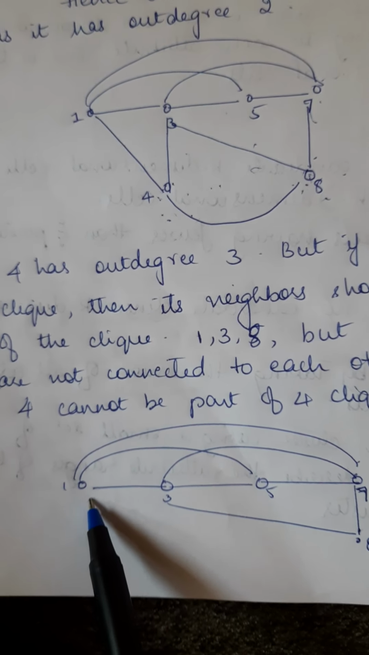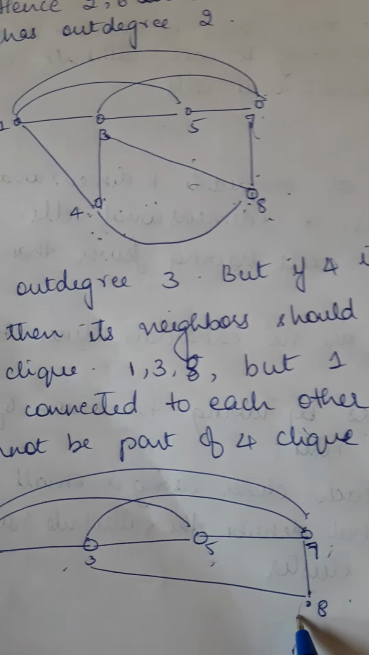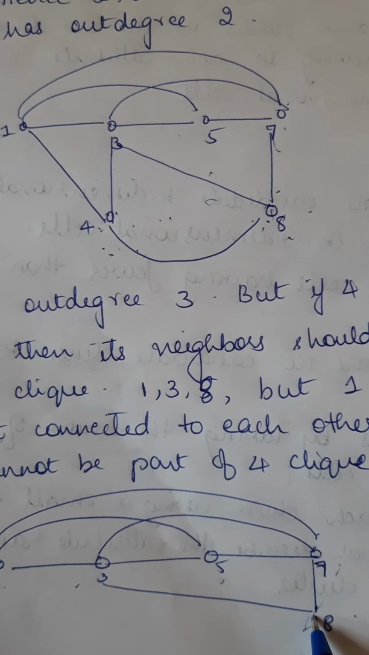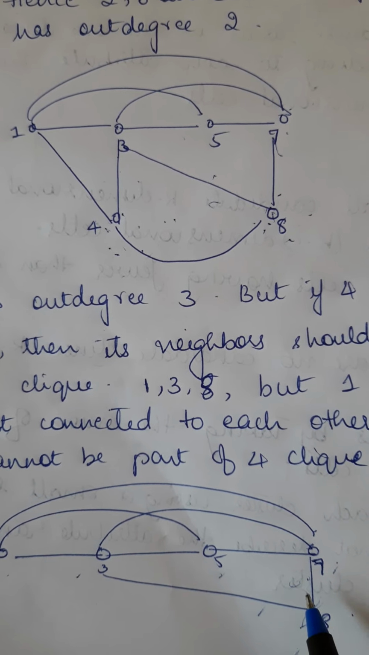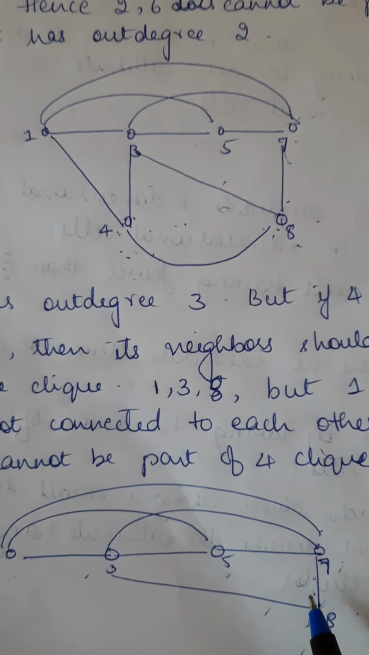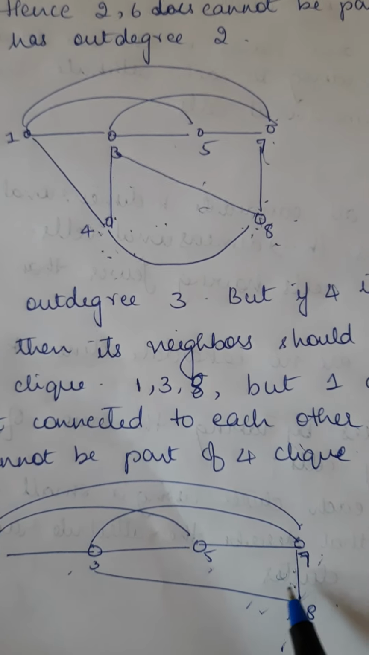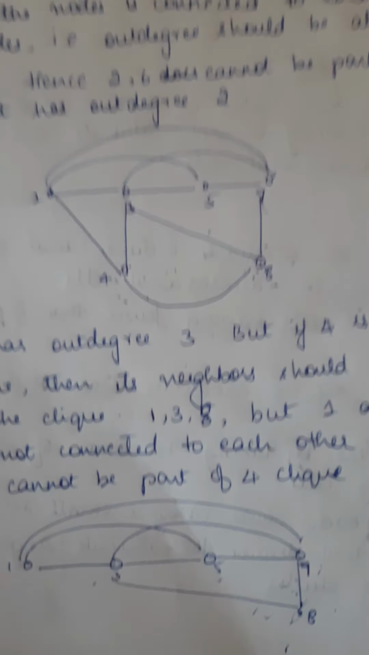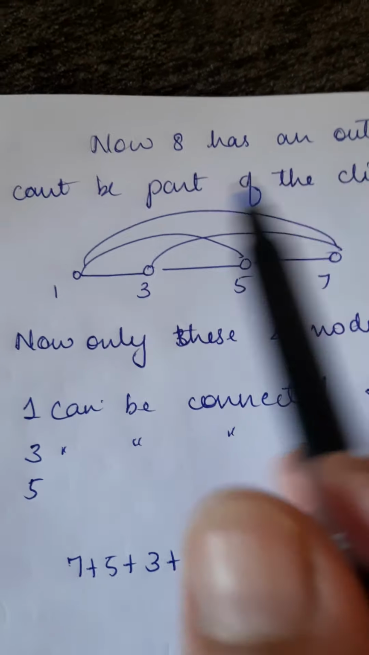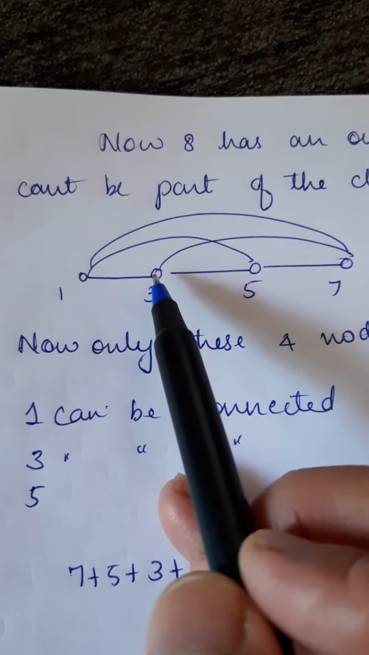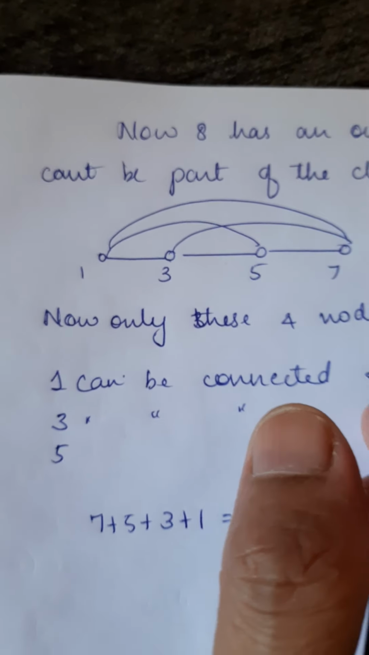Now we are left with 1, 3, 5, 7 and 8. If I check node 8, you find that node 8 has only out degree of 2. But actually it should have at least out degree of 3. So I cannot consider node 8 any longer, and I have to eliminate even node 8. Then I get back this figure. Now look at this figure. All the nodes have an out degree of 3: 1, 3, 5, 7. That condition is satisfied.